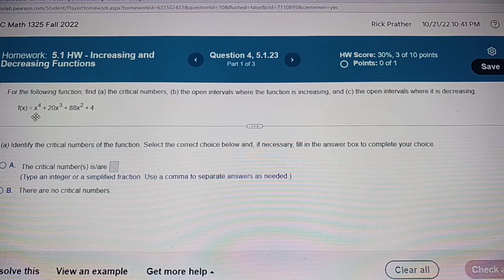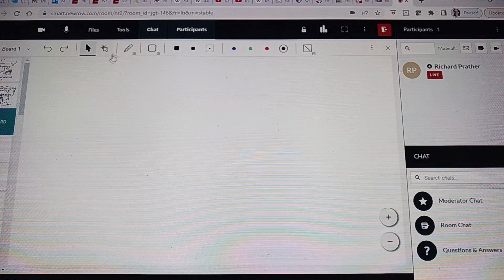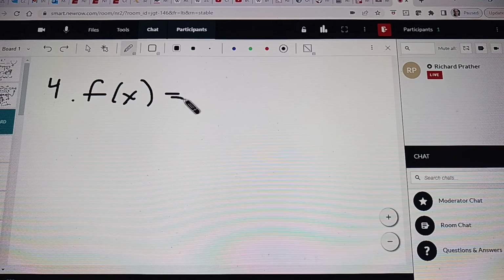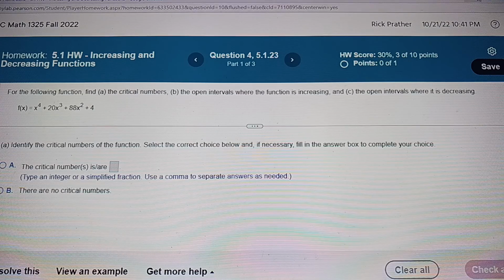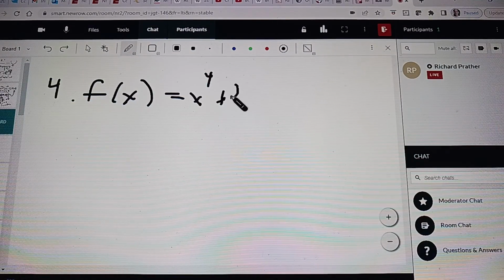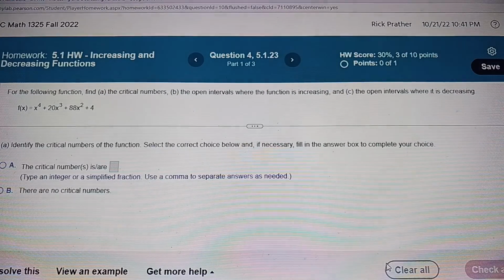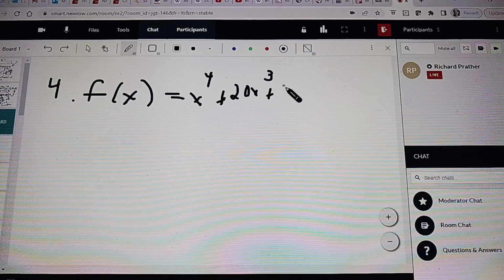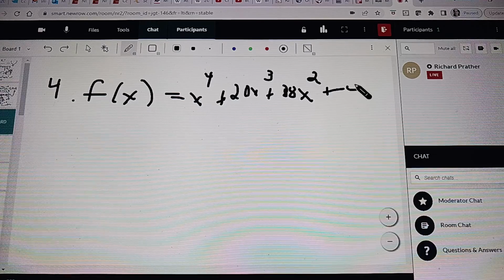Okay, same exact problem. Now we're up to an x to the 4th problem, though, for number 4. We got a 4th power, 4th degree original function. X to the 4th plus 20x to the 3rd plus 88x squared plus 4. There is no x term, but that's fine.